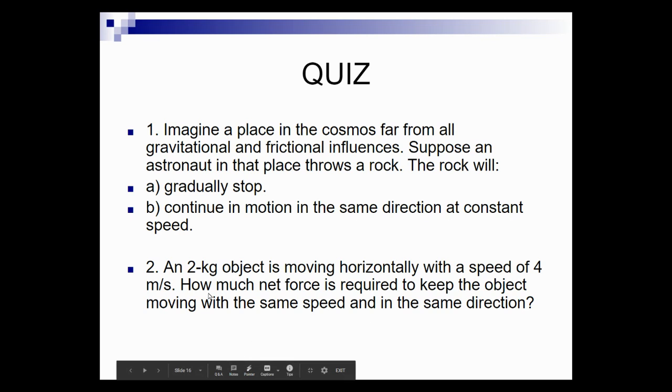Question 2. A 2 kilogram object is moving horizontally with a speed of 4 meters per second. How much net force is required to keep the object moving with the same speed and in the same direction?